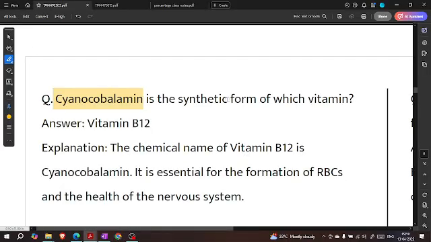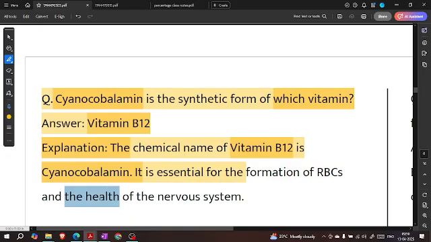Cyanocobalamin is the synthetic form of which vitamin? Vitamin B12. The chemical name of vitamin B12 is cyanocobalamin. It is essential for the formation of RBC and the health of the nervous system.